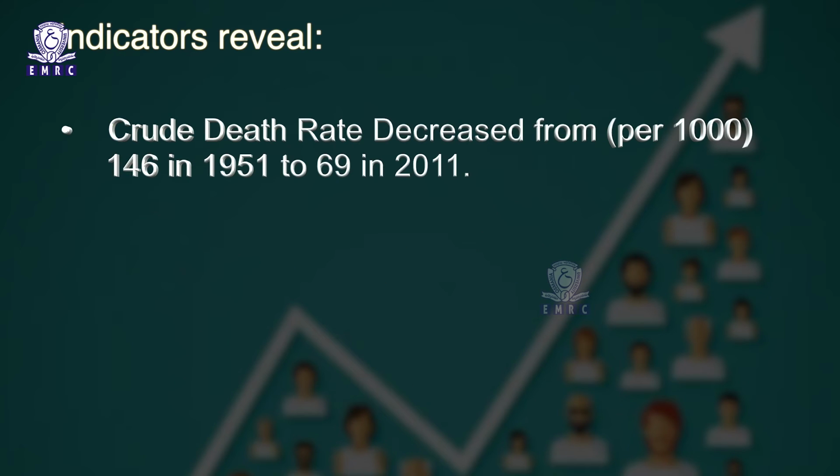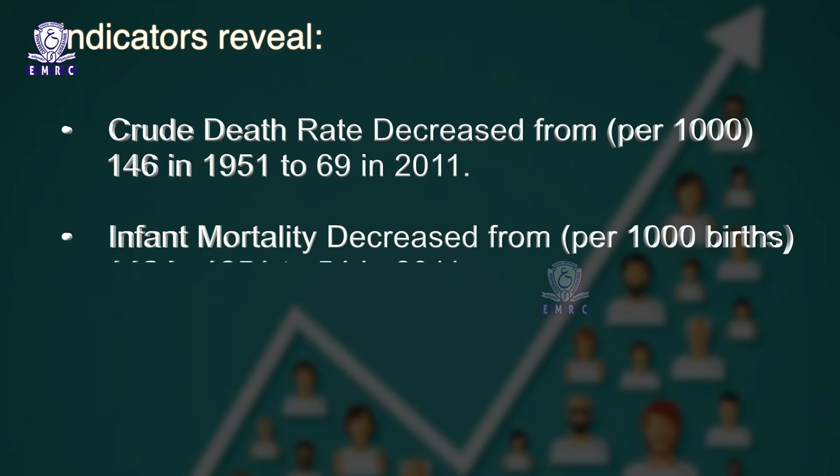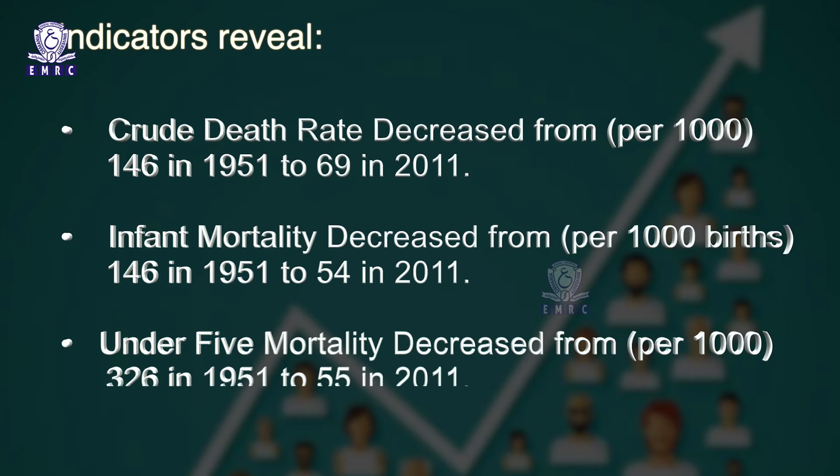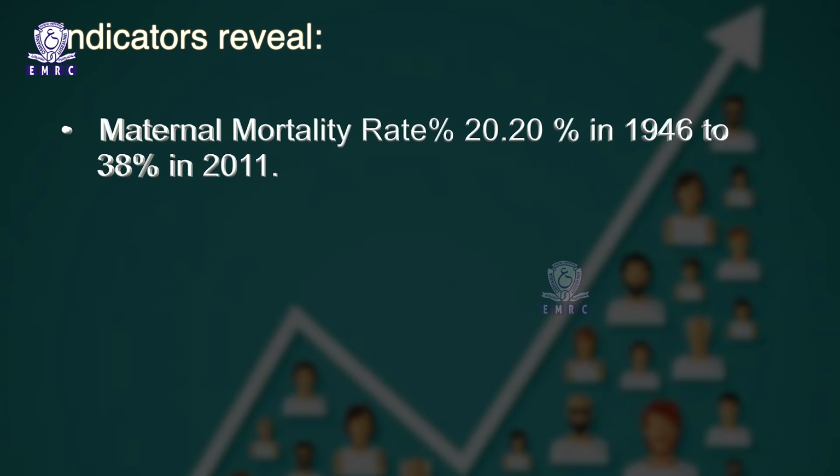Crude death rate decreased from 146 to 69 in 2011. Infant mortality rate decreased from 146 in 1951 to 54 in 2011. Under 5 mortality rate decreased from 326 in 1951 to 55 in 2011. Maternal mortality rate percentage decreased from 20.2 in 1946 to 38 in 2011. It may be observed from the above data that the longevity of Indian population has increased appreciably, as it was only 31.7 years in 1947, which rose to 67 years in 2011.